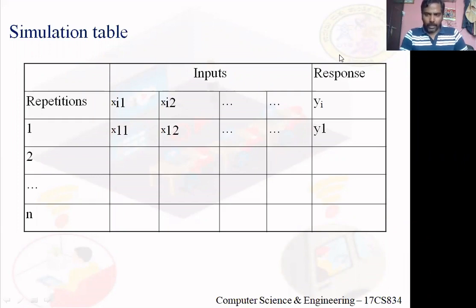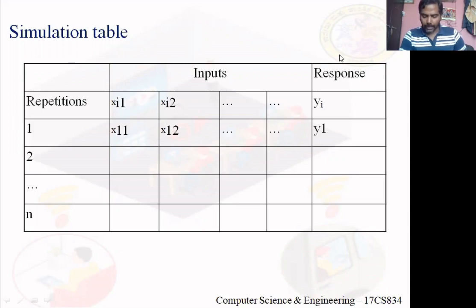I told you just about the steps you need to follow when you construct a simulation table, right? That is, you need to identify characteristics of each of the inputs to the simulation. Some inputs may be inter-arrival time, through which you can obtain arrival time and service time. Then you need to construct a simulation table.